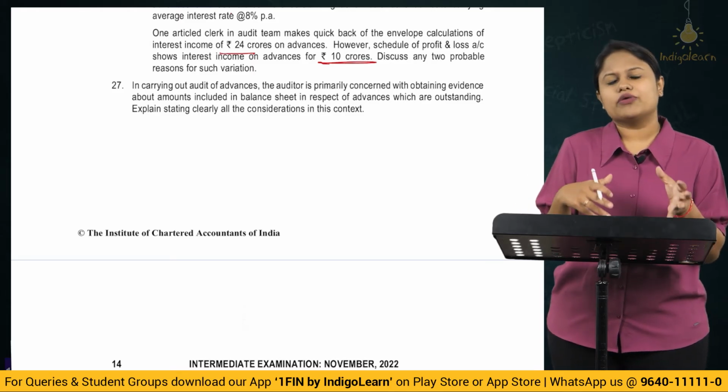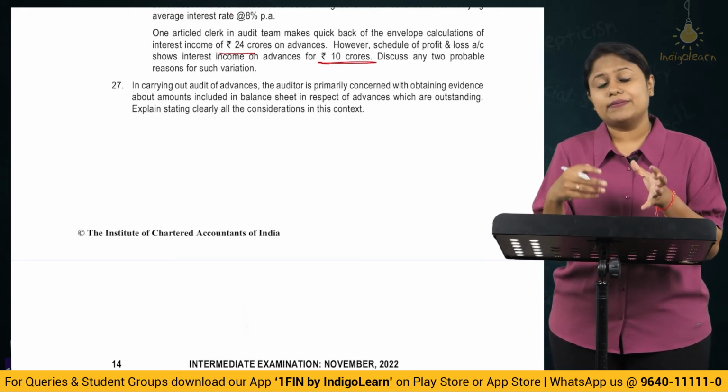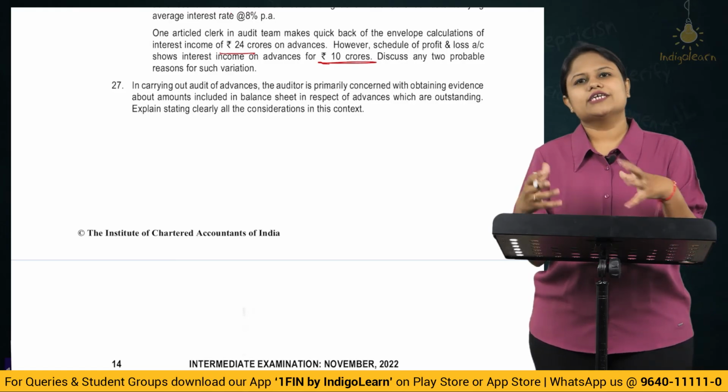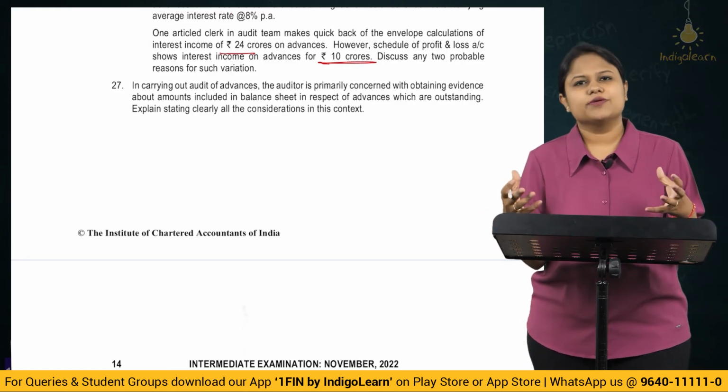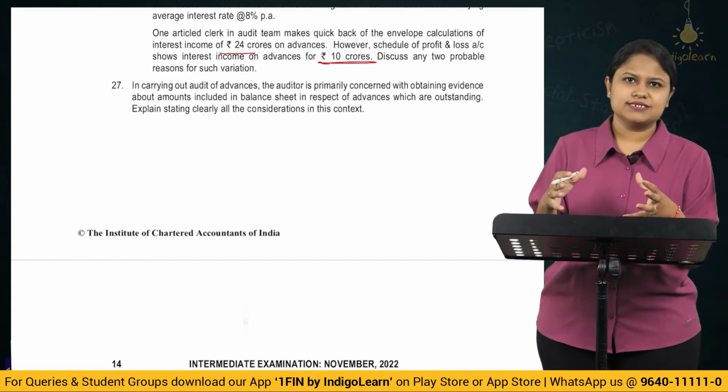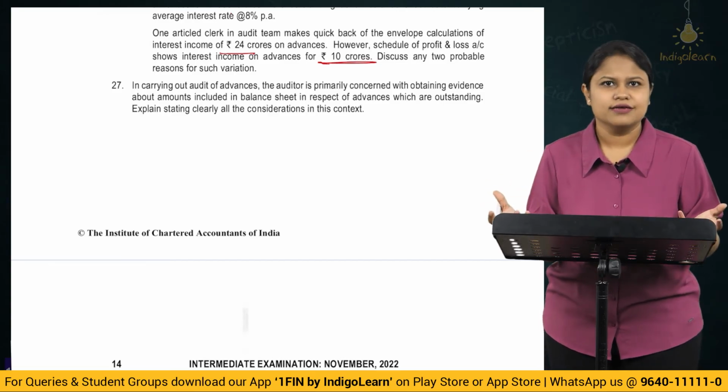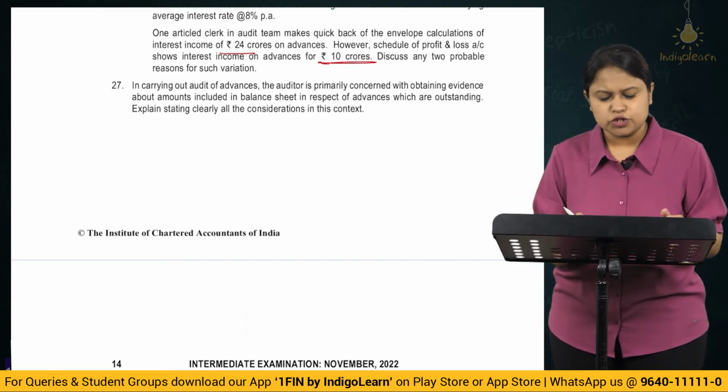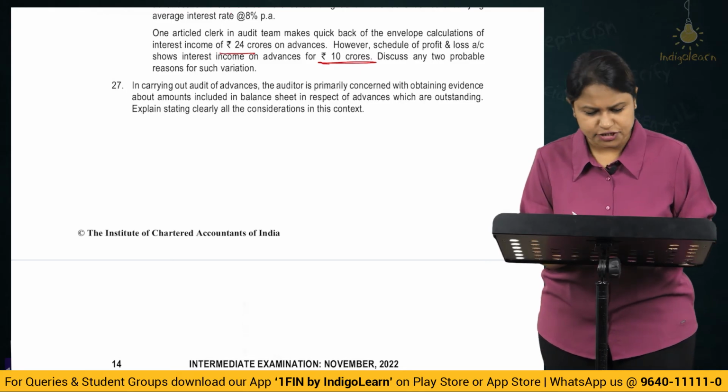And there could be also one more possibility that during the year, maybe at the end of the year, a larger portion of the credit has been utilized. So because of which, if you count the number of months, the interest calculation is going to be lesser, correct? So because of that, these could be two reasons because of which there is a variation.